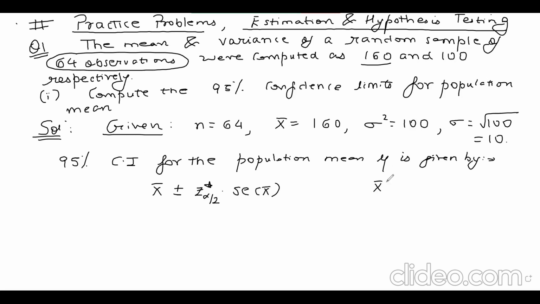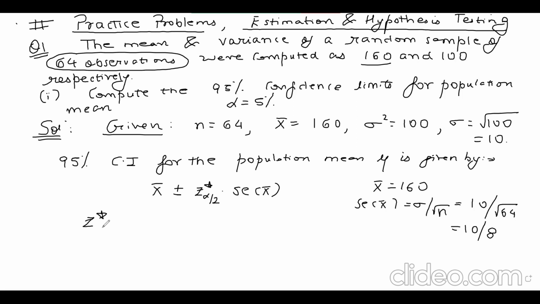Now x bar is 160. Standard error of x bar is sigma by root n. Sigma is 10. Root n is root 64. Root 64 is 8. So I have 10 by 8 and z star alpha by 2. Alpha is 5% because it's a 95% confidence interval. So alpha is 5%, 0.05 over 2, which is z star 0.025. If you check the value from the z table, we all know it's 1.96.